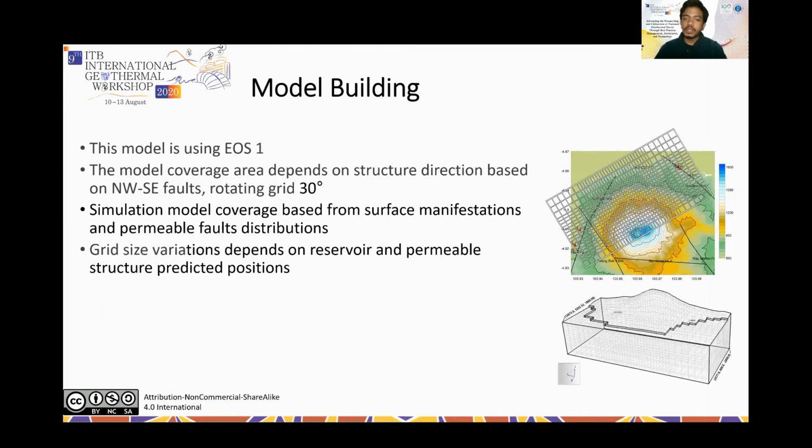This model uses EOS-1 for water non-isothermal because of the data limitation and to simplify the modeling process. The grid of the model is rotated at 30 degrees to the north to accommodate the material assignment, to be in arrangement with the alignment of the conceptual model. The simulation model covers an area based on surface manifestation and permeable faults distributions in this geothermal field. The adjustment of grid size depends on the reservoir and permeable structure predicted position from geoscience maps.